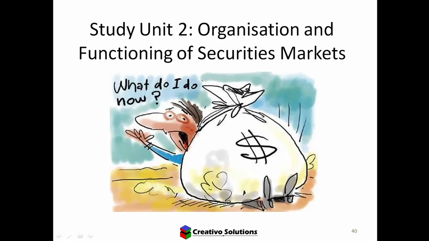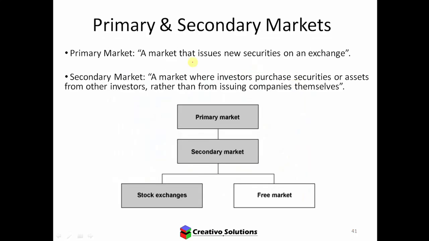All right, we've finally reached study unit 2, which is looking at the organization and functioning of the securities markets. Remember, investment management is looking at investing in different assets. Okay, if we're looking at the securities market, we're looking at the JSE, okay, the stock market. Right, so there are different markets here. You get a primary market and a secondary market. A primary market is where you have an IPO, an initial public offering. Right, new market, okay, that issues new securities on an exchange.